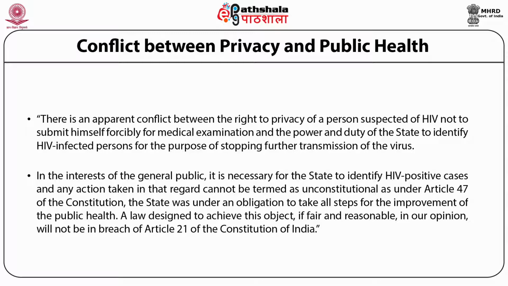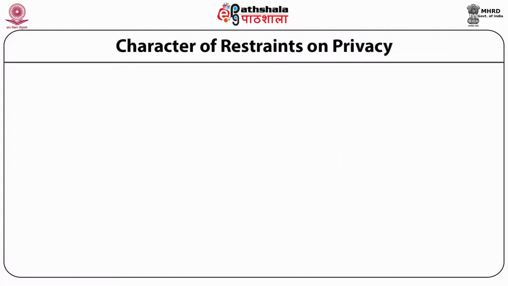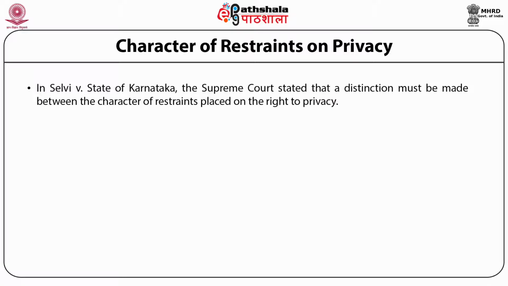is HIV positive. Now, we come to the famous case of Selvi versus State of Karnataka, which was decided in 2011 by the Supreme Court. Known as the Narco analysis case, the Supreme Court stated in Selvi that a distinction must be made between the character of restraints placed on the right to privacy, right? How are you restraining someone's privacy? There are different types of restraints, right?